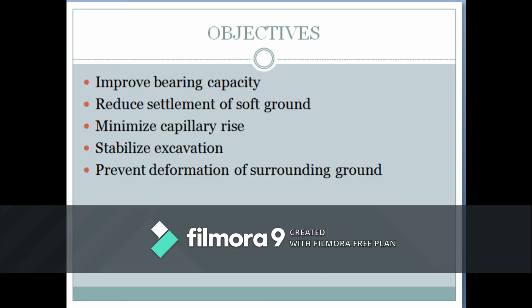Objectives of ground improvement. The first objective is to increase the bearing capacity of the soil. When the bearing capacity of the soil is very low, we cannot construct anything on that particular soil. So how do we increase the bearing capacity in order to meet our requirement? Next, to reduce the settlement of the ground, to minimize the capillary rise, to stabilize excavation, and to prevent deformation of surrounding ground. So how do we go about all this? We'll just learn in the coming chapters.